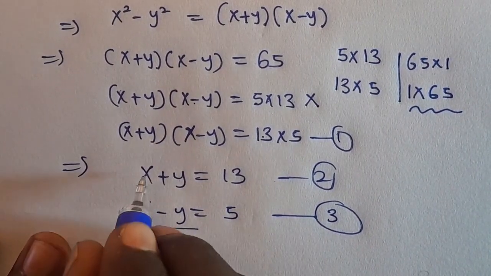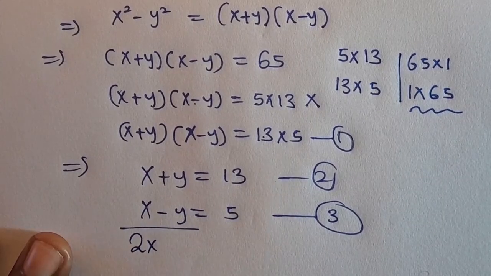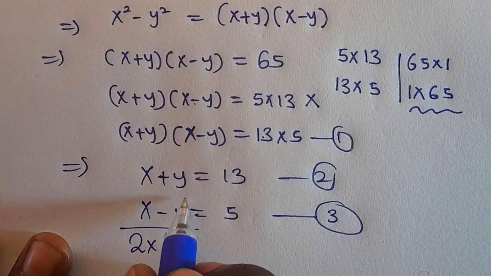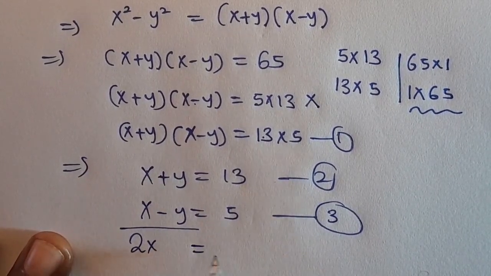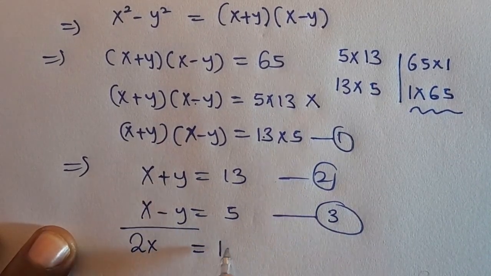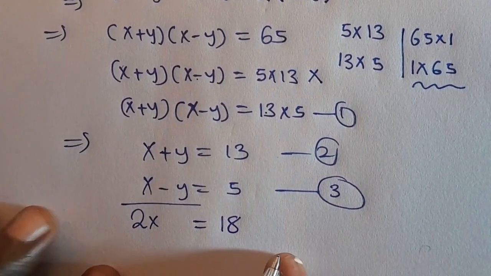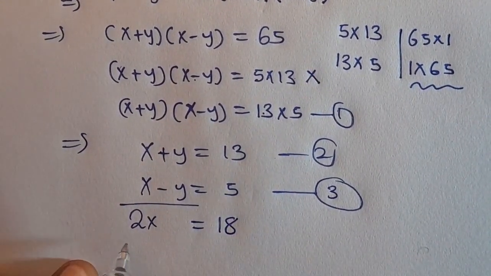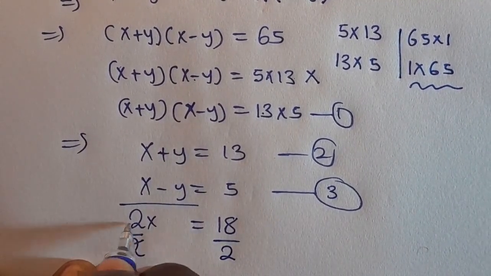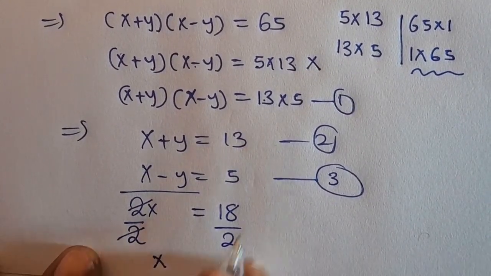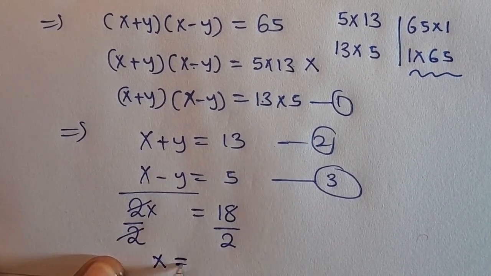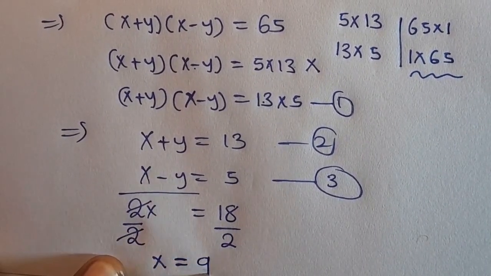When you add, x plus x will give you 2x, plus y minus y will give us 0. So we have 13 plus 5, which will give us 18. And from here, we can easily get the value of x by dividing through by 2. When we divide through by 2, this will take away this. Then we have x equals 18 divided by 2. This will give us 9.